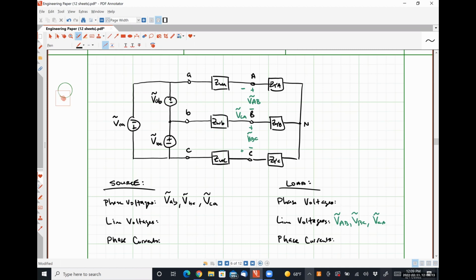Sarah, what are my line voltages on the source side? Exactly right. Vab, Vbc, and Vca. Let me just label them here. All right.